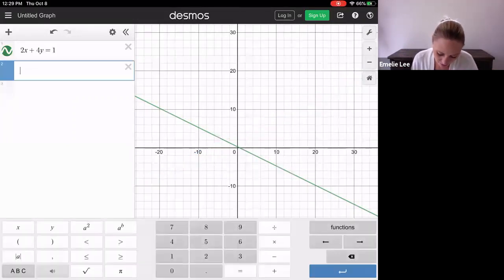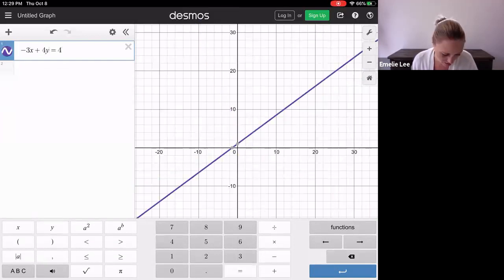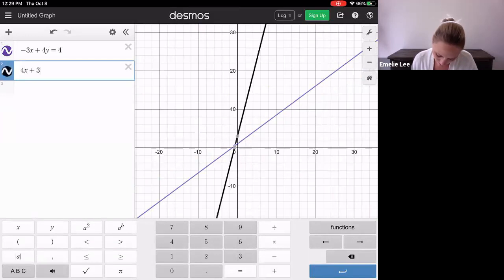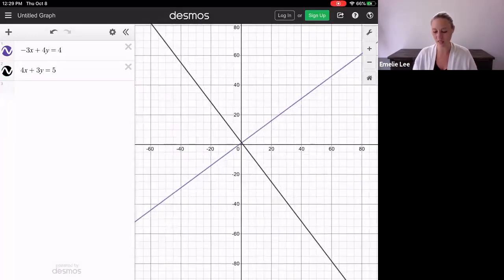And then let's do the one that we just did. So we have negative 3x plus 4y equals 4. That's our first line. And then we have 4x plus 3y equals 5. So this looks a lot better. This looks like perpendicular lines. I don't want to mess it up again.